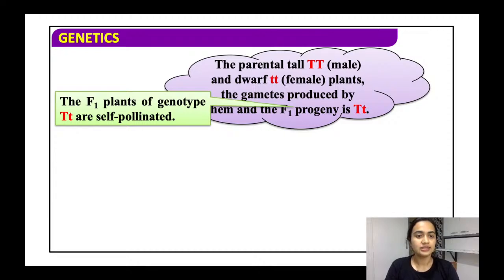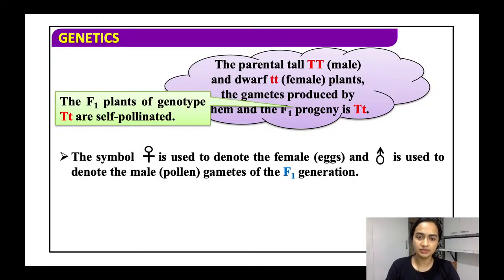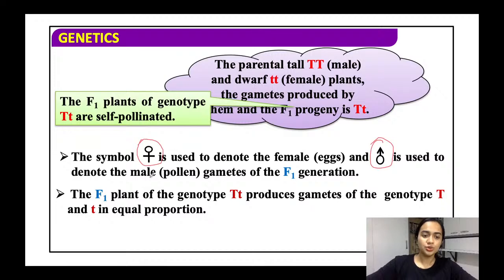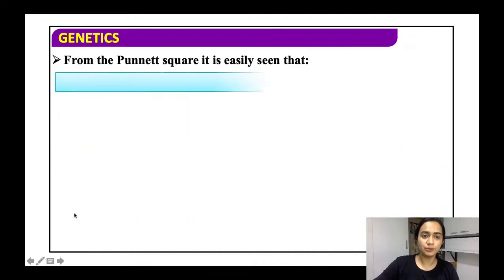So the parental tall and dwarf produce gametes, and in the F1 progeny the genotype is capital T and small t. The F1 plants of genotype Tt are self-pollinated with each other to get the F2 generation. I hope you know the symbols for the male and the female. This one is for the female and this is used for the male. The F1 plant of this genotype produces gametes of capital T and small t in equal proportion.